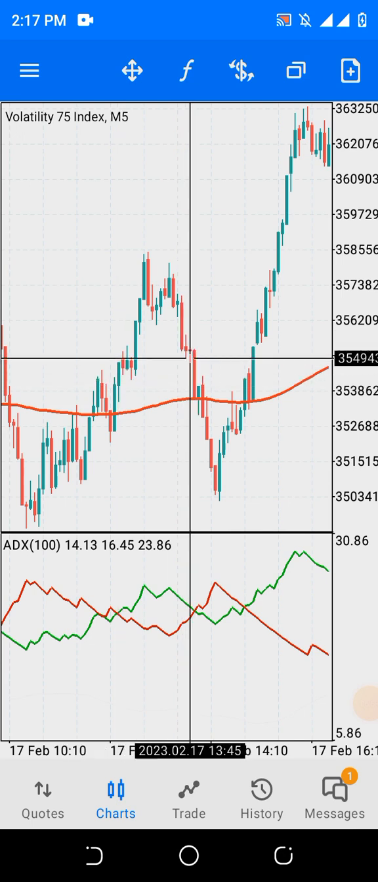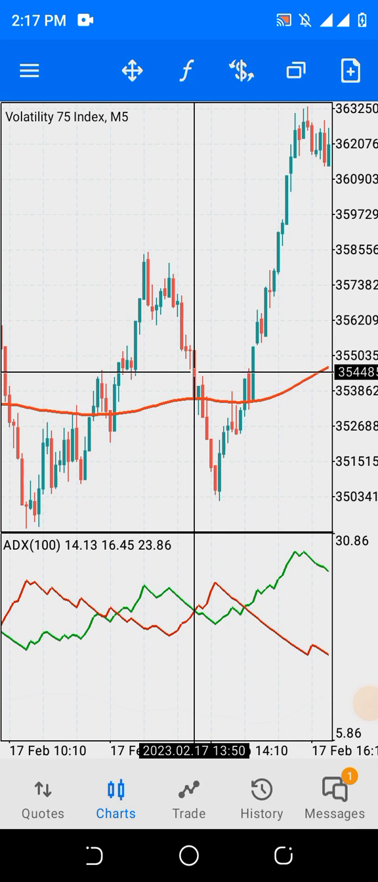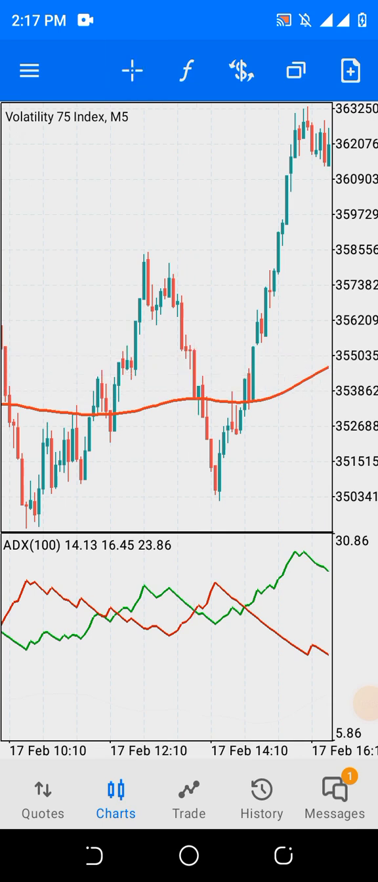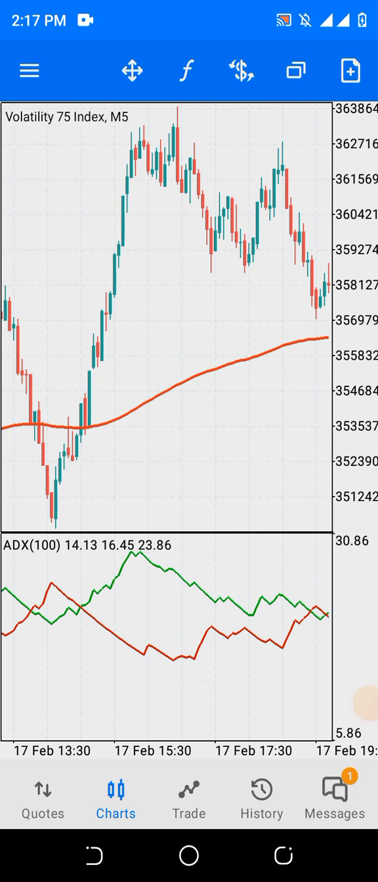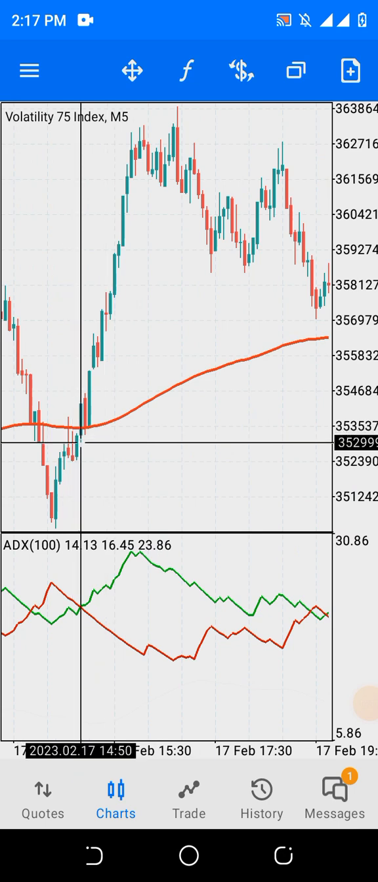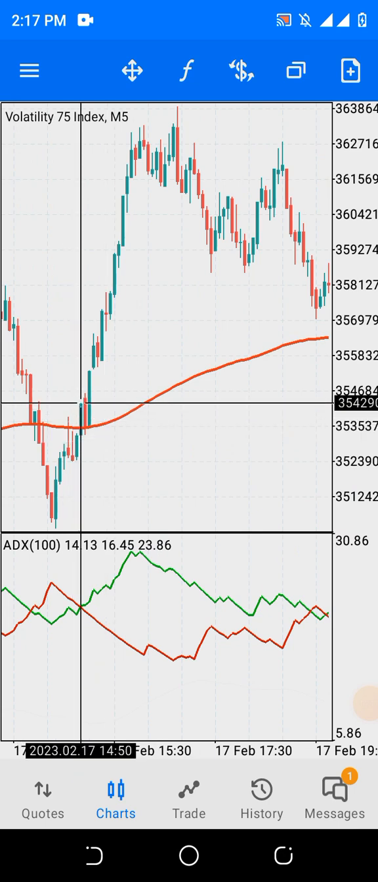Now look at this. The red line crosses, but the candlesticks are still above, so we don't trade this one. Do you understand? Now watch here. This is the crossing here, and this is the candlestick. You see where the candlestick ends above the moving average. So you make your buy entry from this point here.